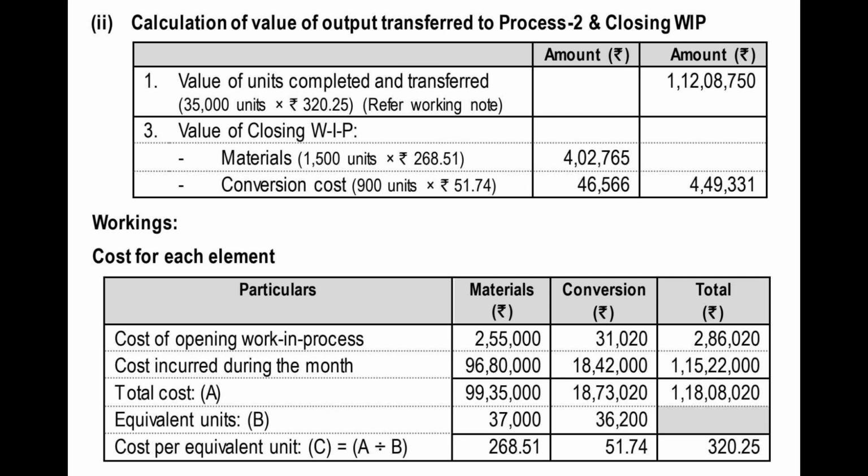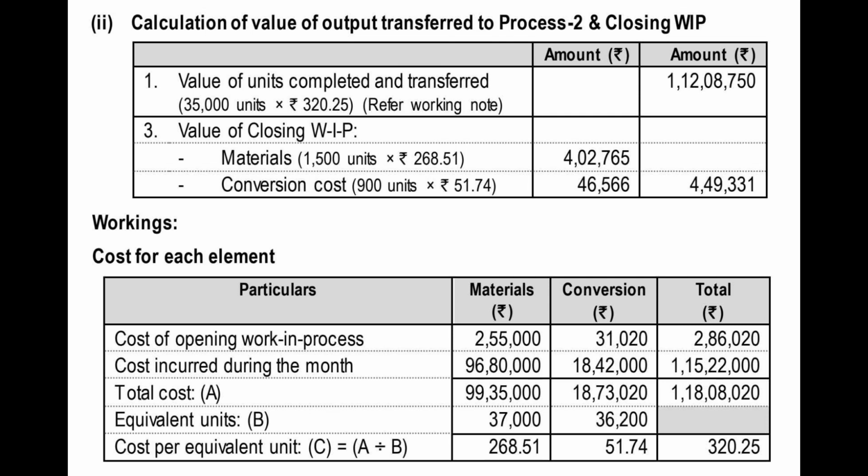Already we have calculated the equivalent number of units. Put a working note: computation of cost for each element. So we need four columns. First column should be particulars, second column material, third column conversion, and final column total. In the particulars column, write what costs are incurred here. That should be updated using the average method. The average method means we take the previous cost along with whatever cost is incurred here. So whatever cost incurred earlier should be updated first. Write in particulars: cost of opening work in progress.